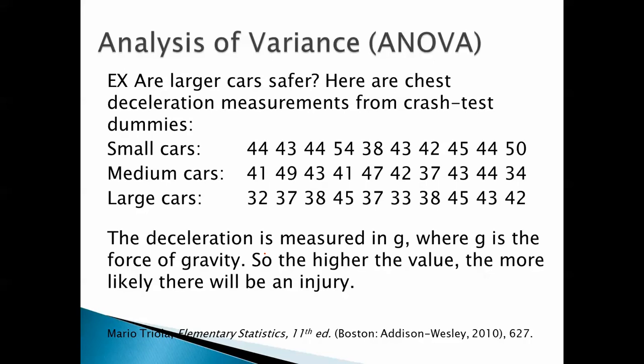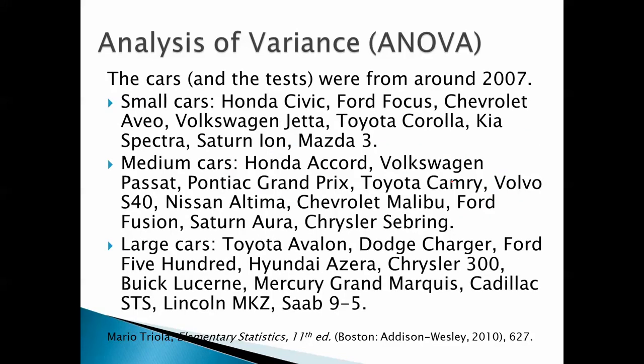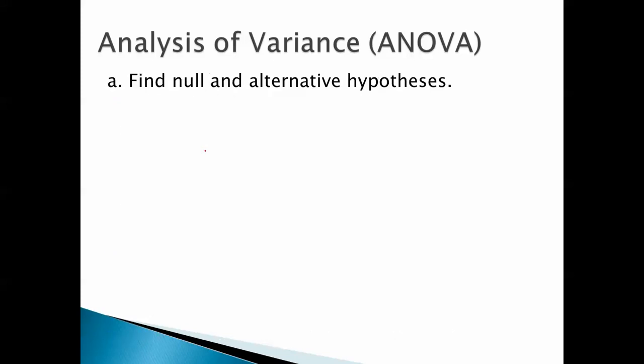Are larger cars safer? Here are chest deceleration measurements from crash test dummies. These are the small cars, these are the medium, these are the large. The deceleration is measured in g, where g is the force of gravity. So the higher the value, the more likely there will be an injury. The cars and the tests were from around 2007, so some of these brands like Saturn and Pontiac don't even exist anymore. Find null and alternative hypotheses.